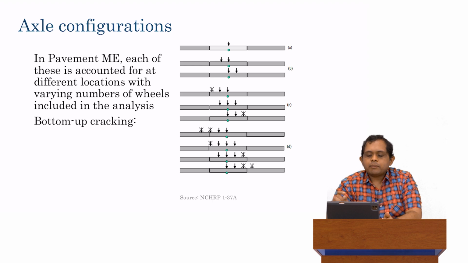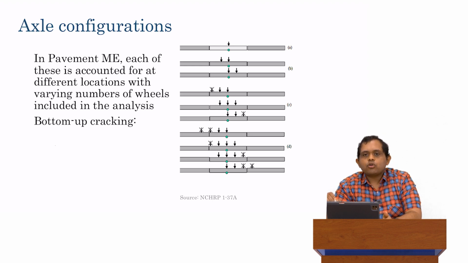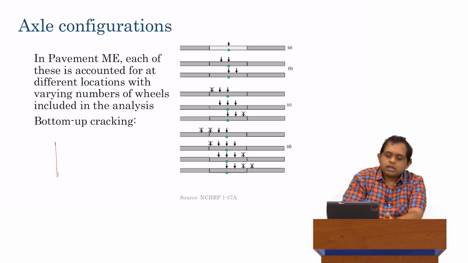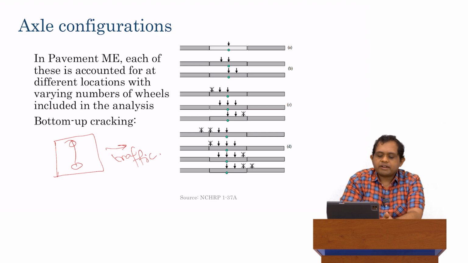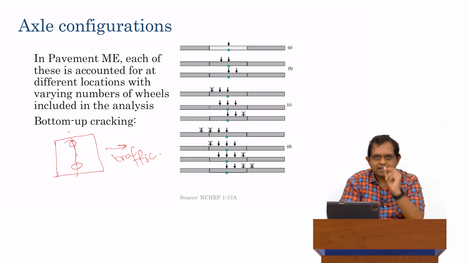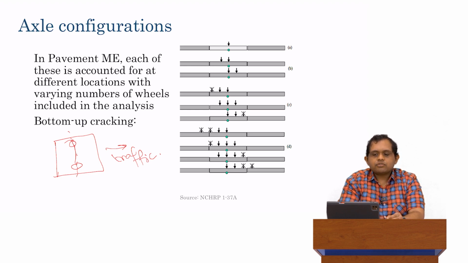What pavement ME does is, for bottom up cracking, it has the following load locations where it places the load. As a reminder, if this is the slab, then the critical load location is basically here. If this is the direction of traffic, which I'll draw over here, then the load is placed in the middle of the slab such that the axle is exactly at the middle. That is for a single axle.